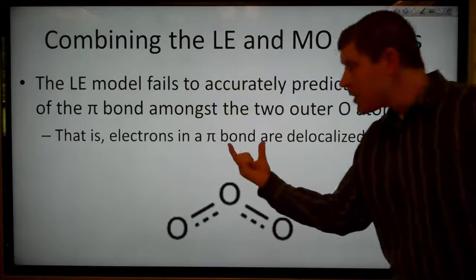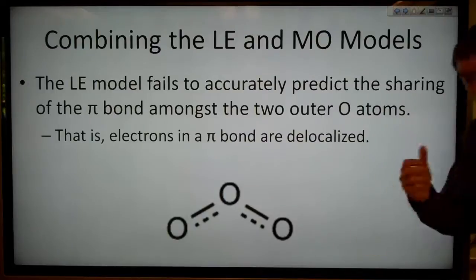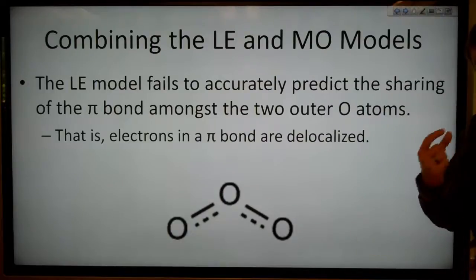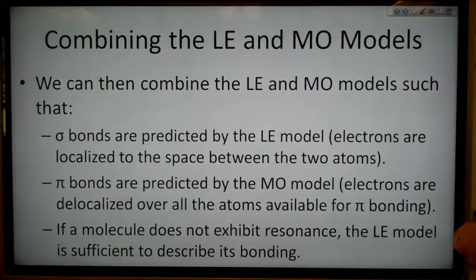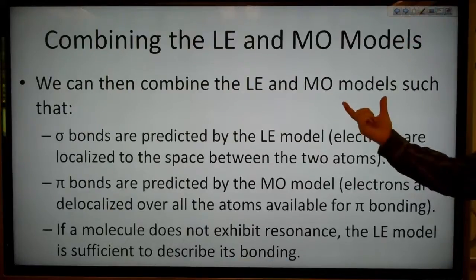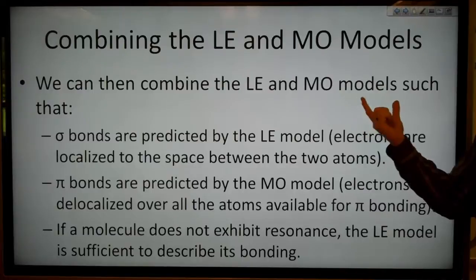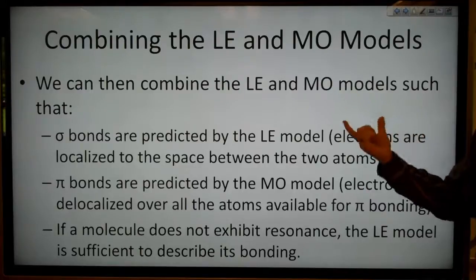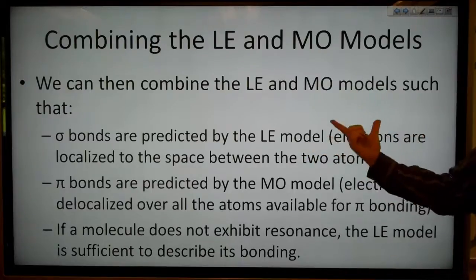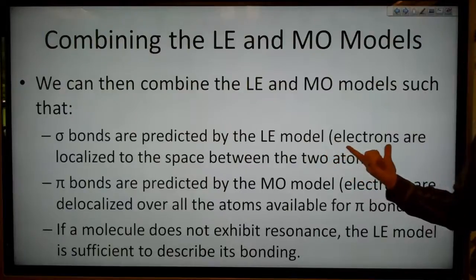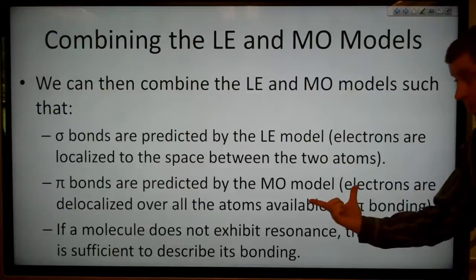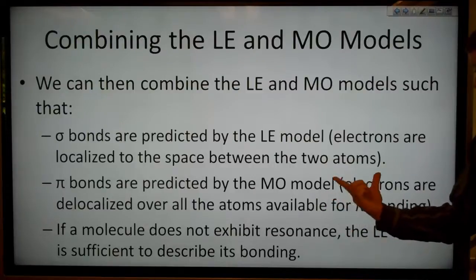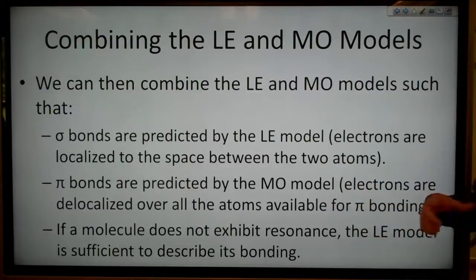So the electrons in a pi bond are delocalized electrons, but the electrons in a sigma bond are localized electrons. We can then combine the localized electron and molecular orbital models such that the sigma bonds are accurately predicted by the localized electron model, so electrons are localized in the space between the two nuclei. And the pi bonds are predicted by the molecular orbital model, so electrons are delocalized over all the atoms available for pi bonding.